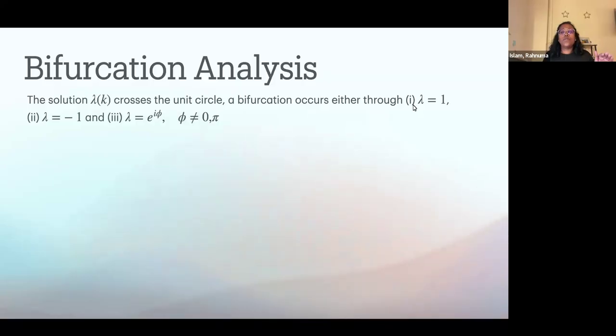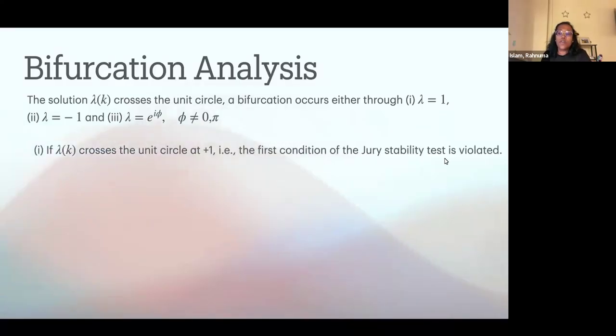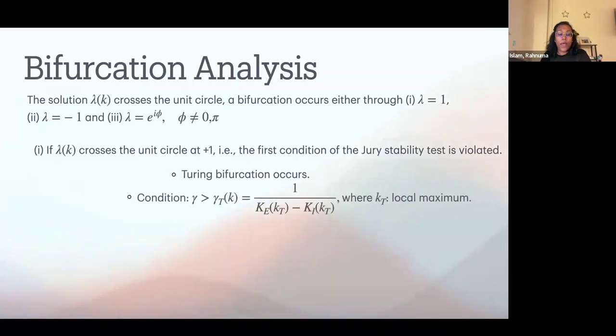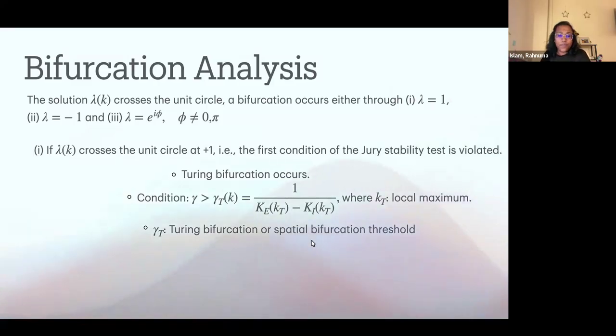So when it leaves the circle through lambda equal to 1, this is when the first Jury stability condition is violated, and that is when the Turing bifurcation, or the spatial bifurcation, happens. And the condition that we find for this bifurcation is that gamma has to be greater than this expression, which we call gamma t. Then this gamma t is the Turing bifurcation or spatial bifurcation threshold.